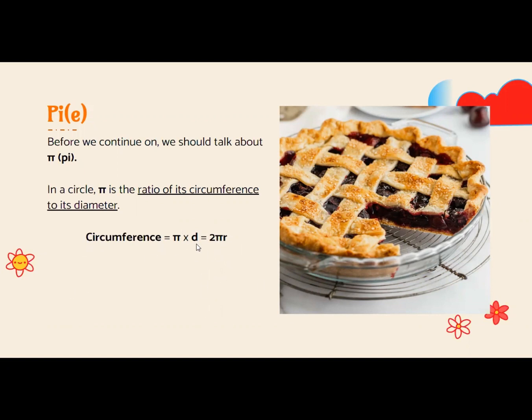Why is it equal to 2 pi r? Because it's equal to pi times the diameter, and the diameter is equal to 2r. So pi times 2r is 2 pi r. So you can ignore this second line. The second line just means this equation. Don't memorize this second paragraph. Memorize this equation, and that'll be all.